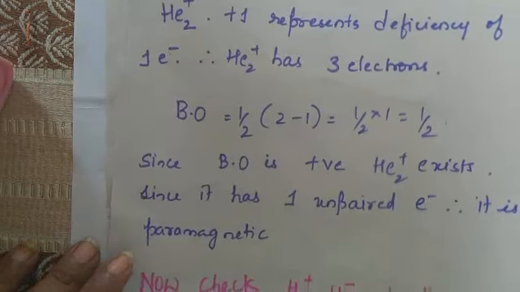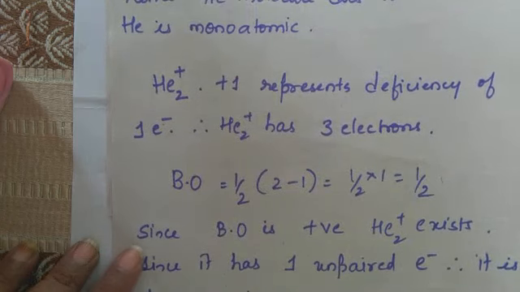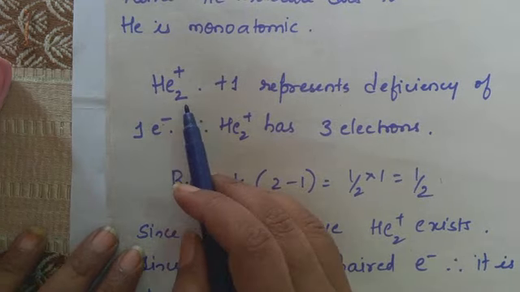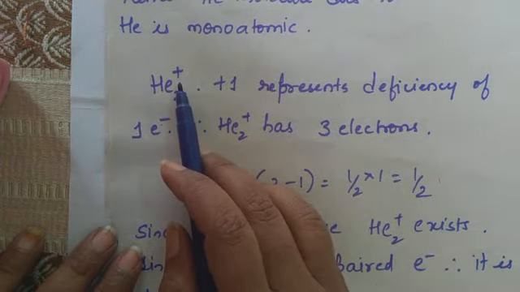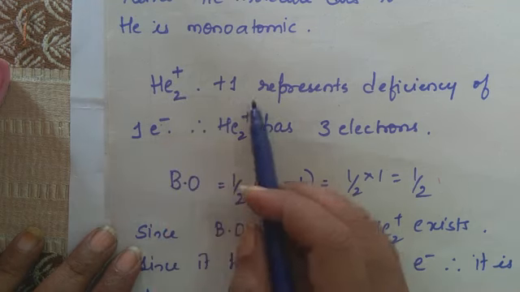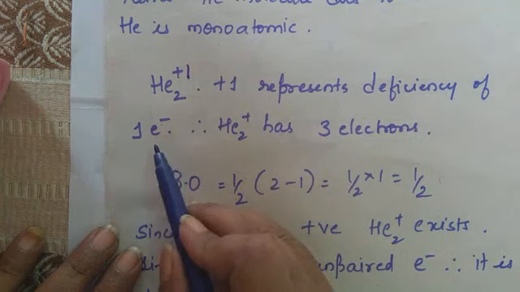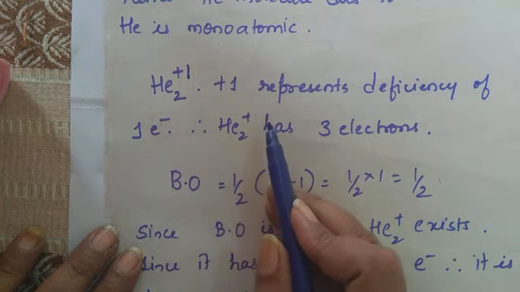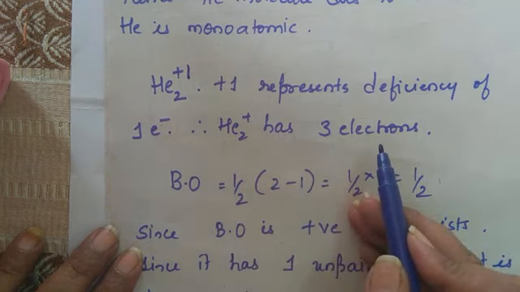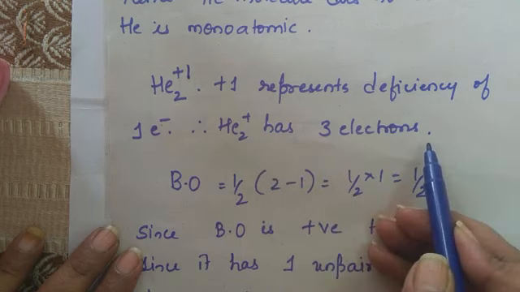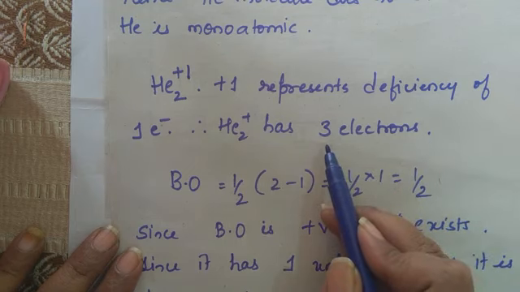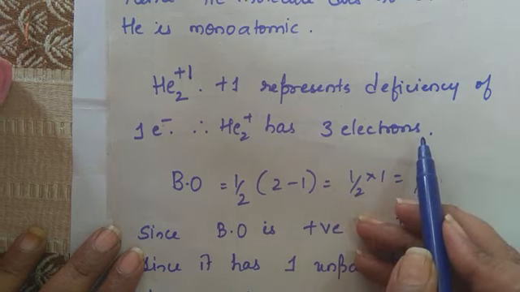Now check He2+. Does a helium molecule having 1 electron less exist? Plus 1 here means a deficiency of 1 electron. Therefore He2+ should have how many electrons? He2 has 4, so He2+ has 3 electrons. So 2 will go to the BMO, and another 1 will go to the ABMO.